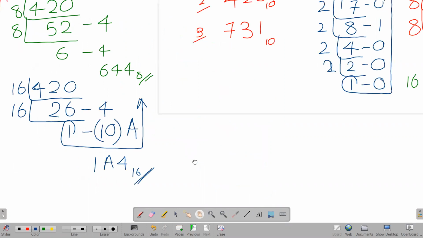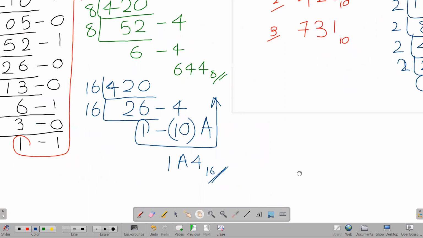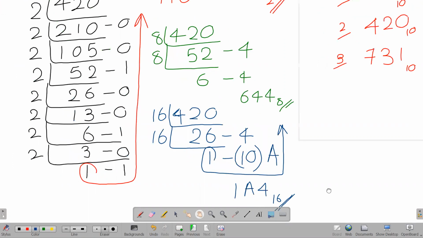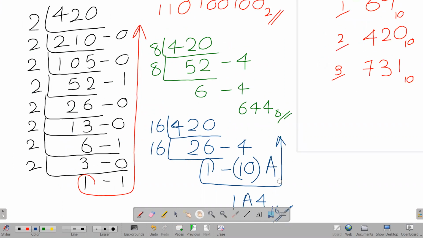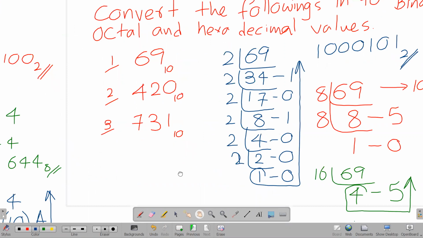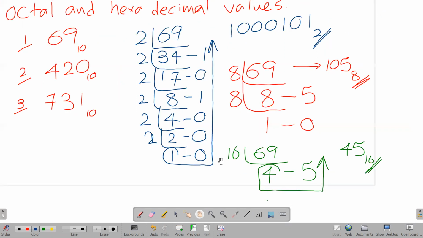Excuse me, sir. Yes, Buddha. Can I get the answer for the first question, the octal and hexadecimal one, sir? Yeah, these are the octal and hexadecimals. 105 in octal, 45 in hexadecimal.